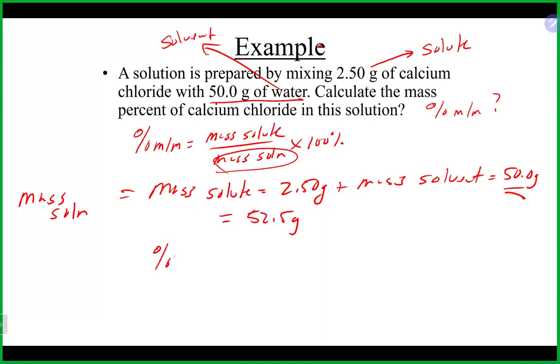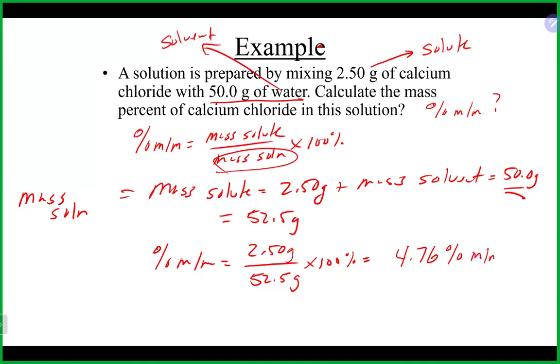So we'll do our percent mass to mass. That's going to give us 2.5 grams divided by 52.5 grams times 100%. And that's going to get us here, looks like 4.76%. You can leave this as a percent. A lot of times people will write M/M to indicate that it's mass to mass. And you can put sodium, not calcium chloride, calcium chloride here if you like as well.